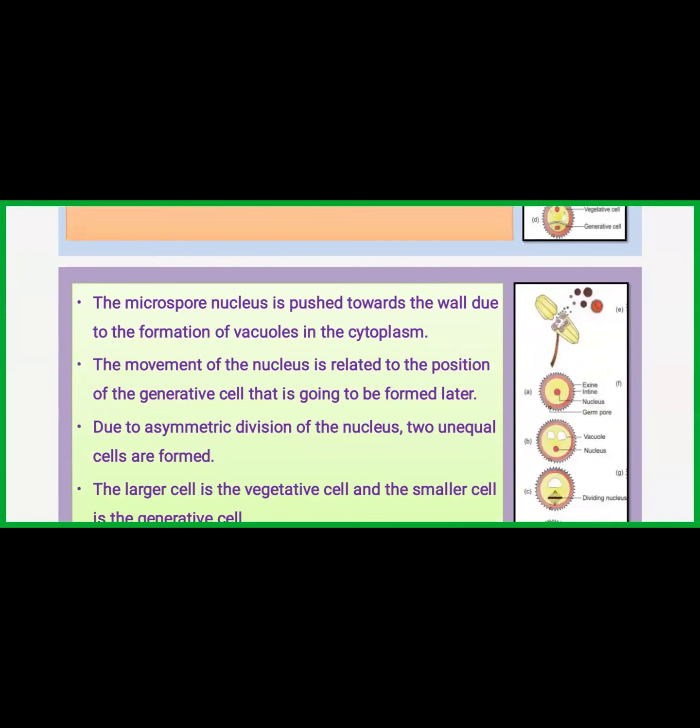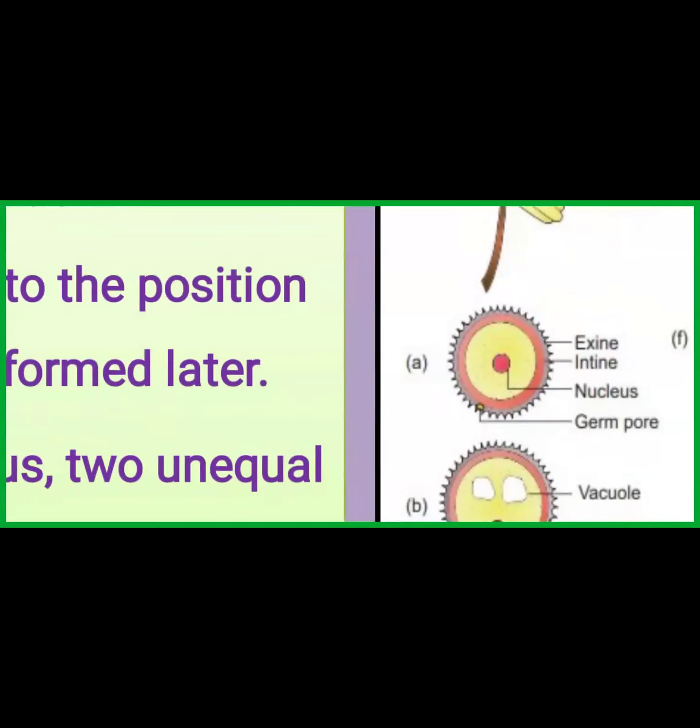Structure of the pollen grain. The mature pollen grain is surrounded by a well-defined wall, which has differentiated into two layers. The outer layer is called exine and the inner layer is called intine. This is the pollen grain structure I am explaining.